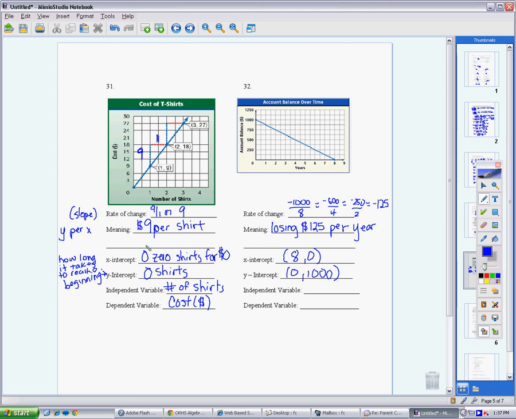Let me jump back to 31 real quick. My x-intercept is going to be 0, 0. And my y-intercept will also be 0, 0. The independent variable, again, is on the bottom, so that's years. And my dependent variable on the left is the account balance, how much money you have in the account.